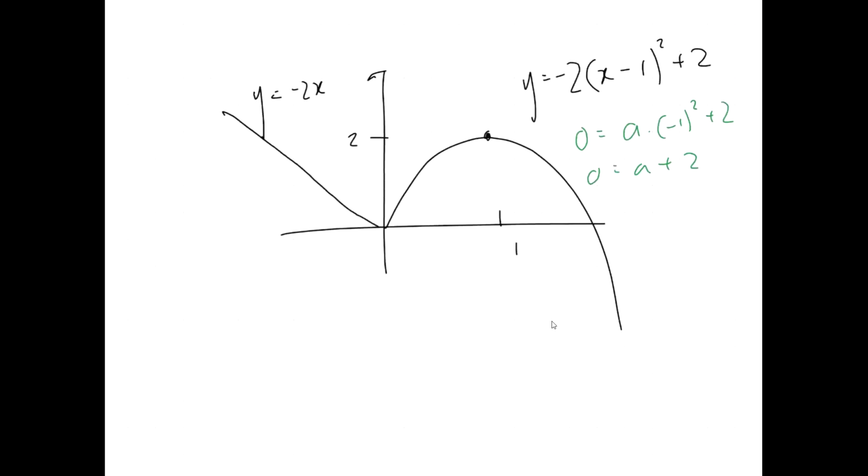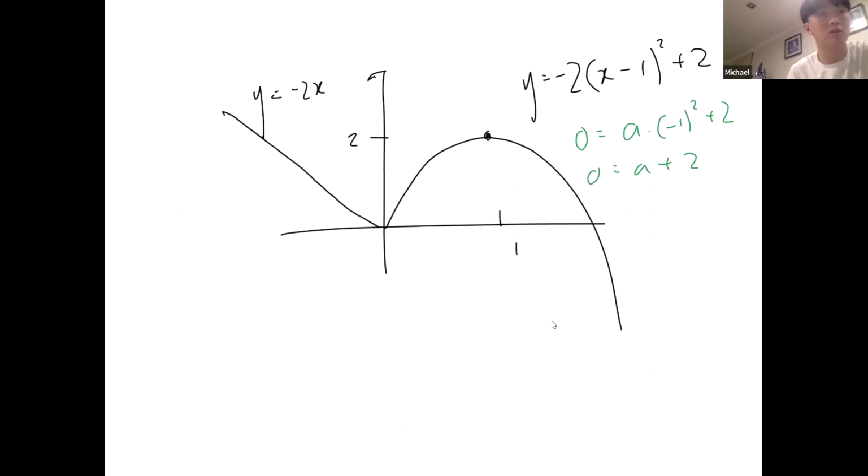So the general form is this: y equals a bracket x minus h, or k, and then plus h, and then the vertex would be k and h.